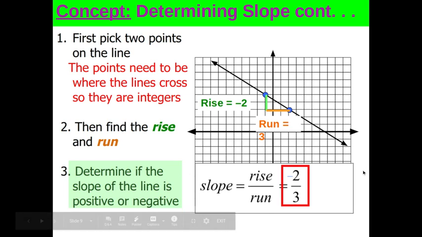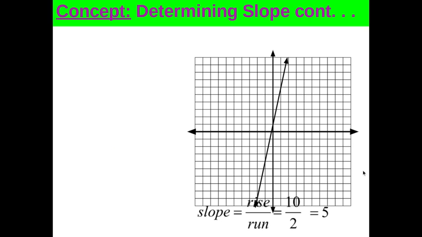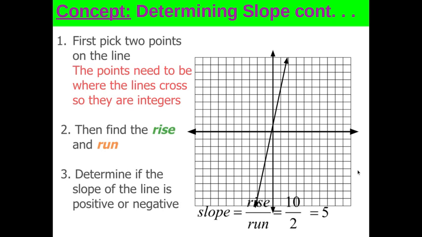Like I said, this is a review for a lot of you because we've done this already. So determining slope, again, continued. First, pick 2 points on the line. The points need to be where the lines cross, so they are integers. Then find the rise and run. Determine if the slope of the line is positive or negative.